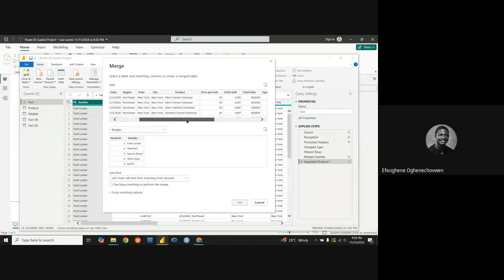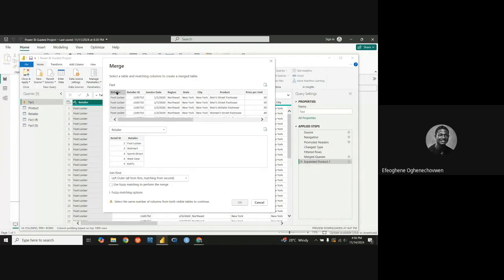So I'm just going to come over to my fact table and highlight the attribute I want to link with the primary key. So the attribute here is the retailer, because this is what is common when it comes to joins, when it comes to linking primary keys and foreign keys.